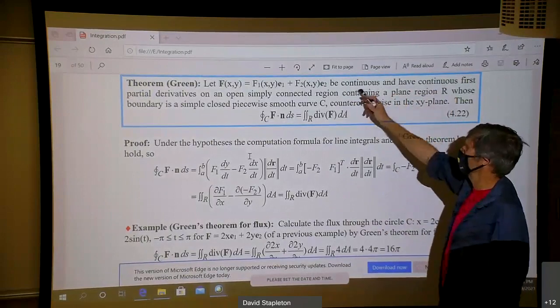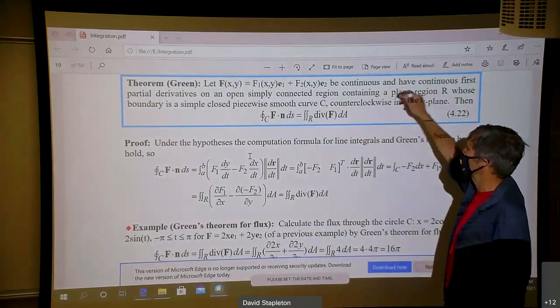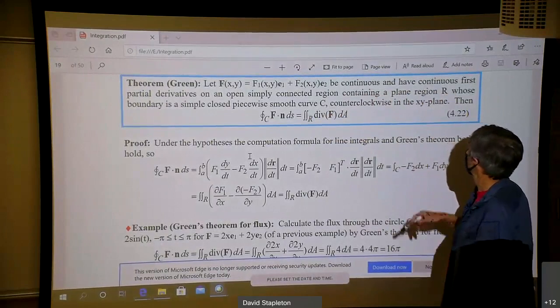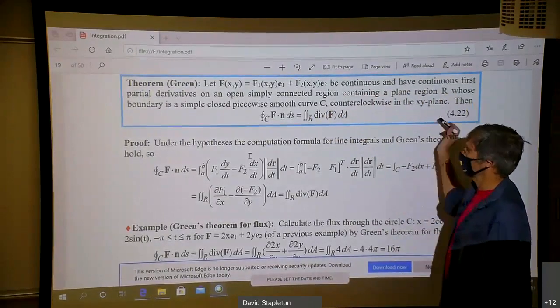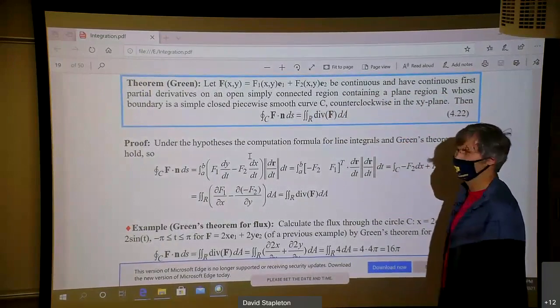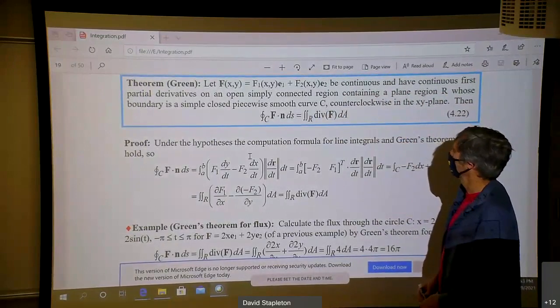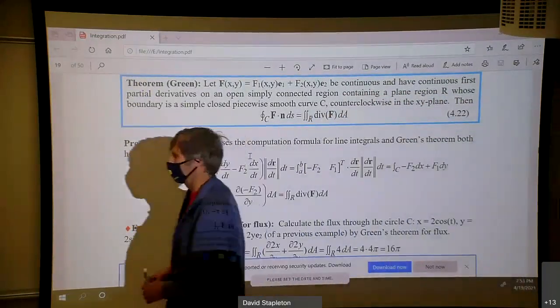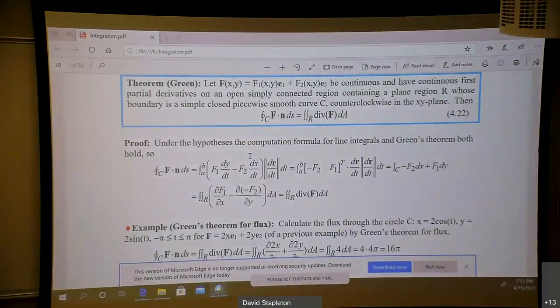F has to be continuous, with continuous partials, on a simply connected open region in the plane whose boundary is a piecewise smooth, simple, closed curve, counterclockwise. Everything's counterclockwise. I'll give the big write-up there, and you can look in the notes. It's on that page that I call the integration.